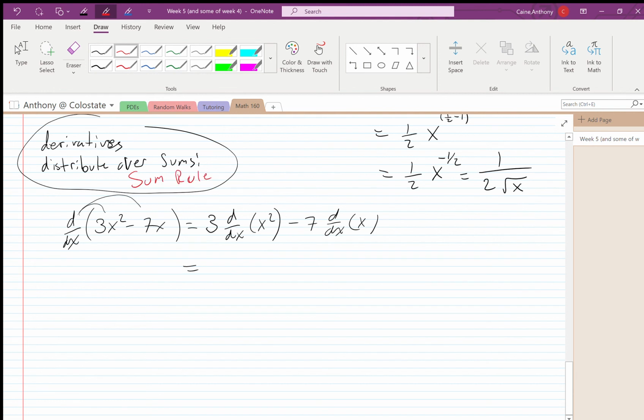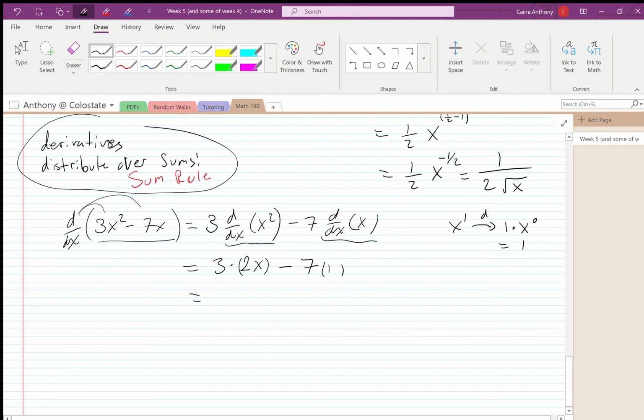Okay. Lets us do all polynomials now. In fact, even more than polynomials. We'll do another example in a second. So this will become 3 times, and now I have to do this computation. Derivative of x squared, which is 2x, minus 7 times the derivative of x. Well, let's think about that. This is x to the 1. So when I take the derivative, the 1 comes down. I have x to the 0, but x to the 0 is just 1, so I have 1 times 1. Okay, so there's 1 here. So the derivative of this function is 3 times 2x, which is 6x, minus 7.